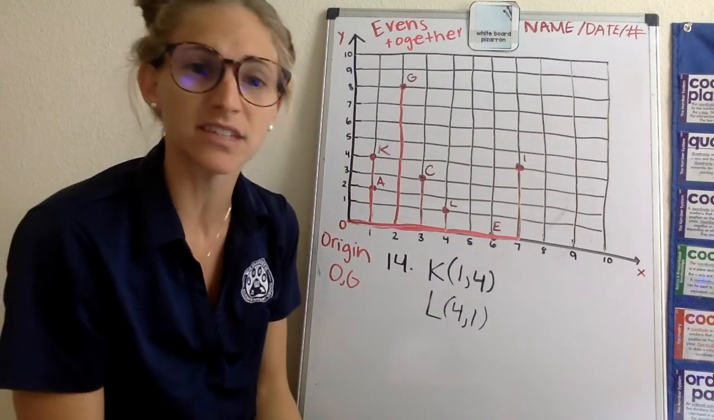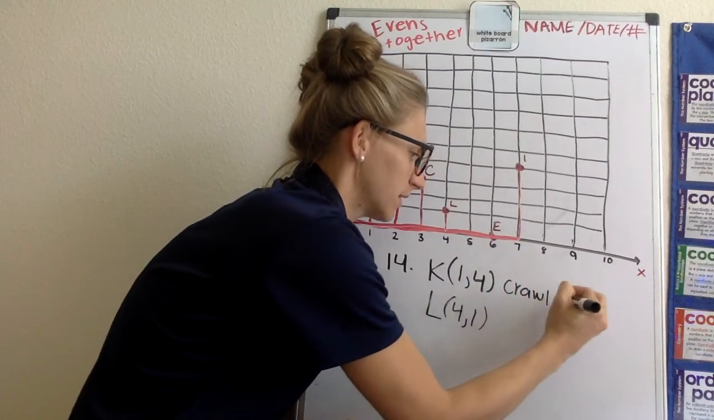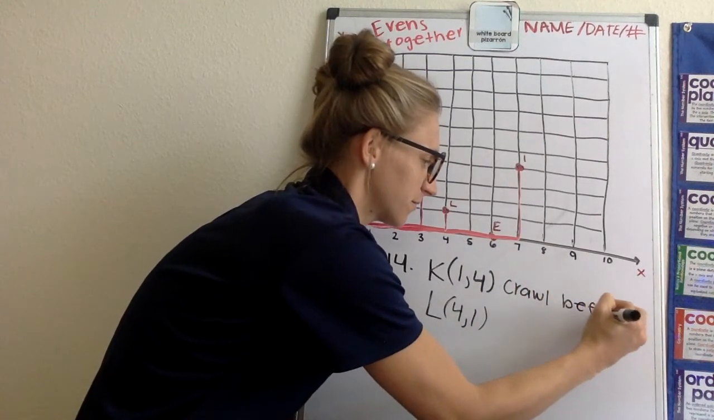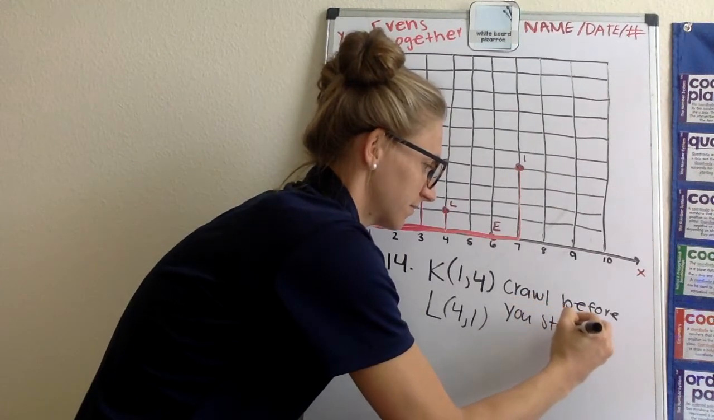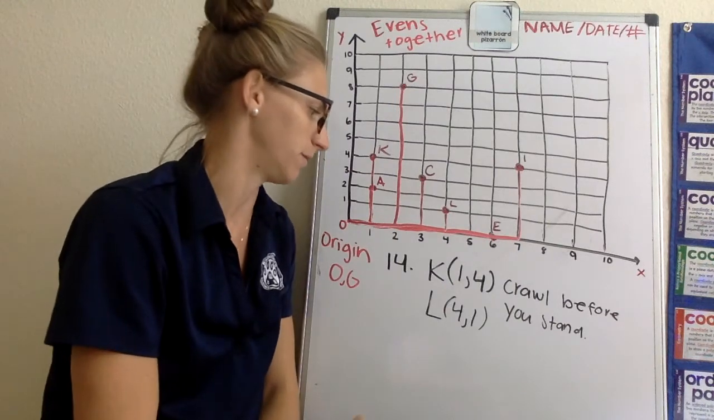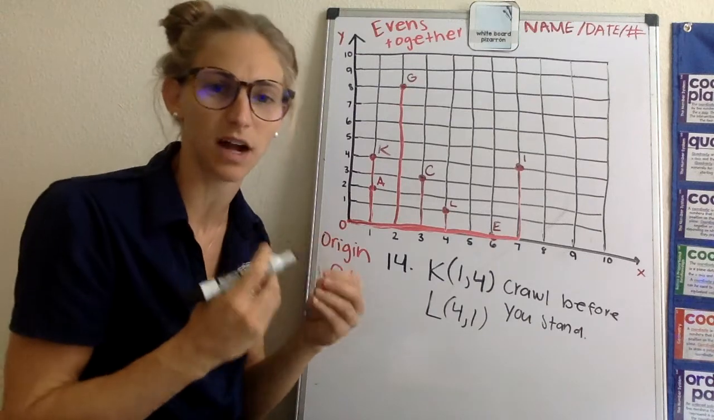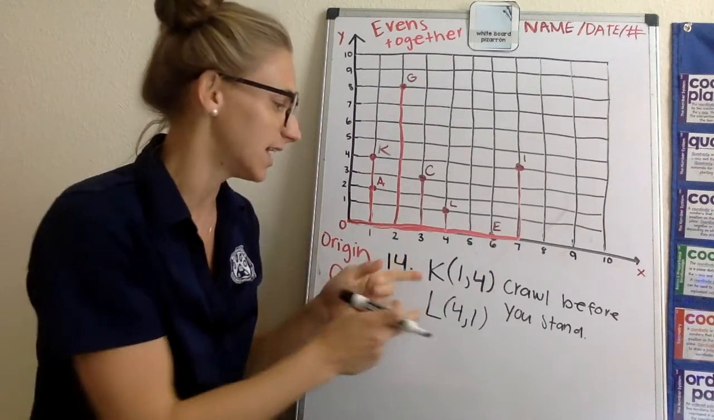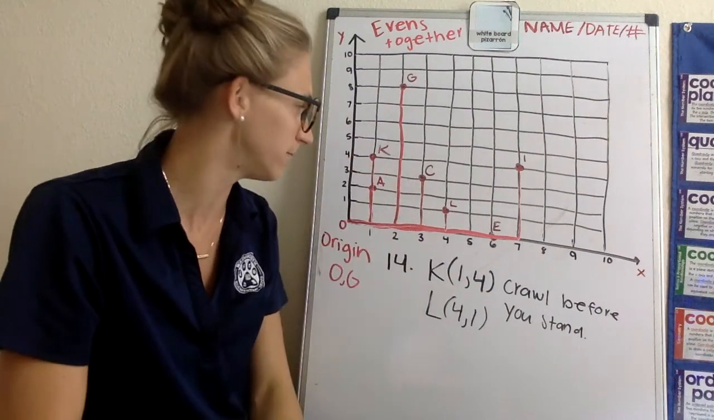A good response to this one is that you can put that you have to crawl before you stand. That's one way that they're different. Number one is that they're at different locations. And number two, if we follow that concept where we're crawling before we stand, that's how we're going to get to these two different plots, okay?